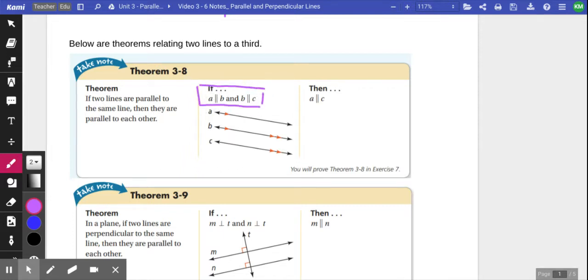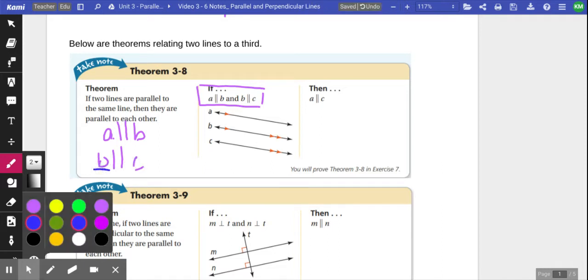And if you look at it over here, I like to look at just this here, the symbol notation. This says that A is parallel to B and B is parallel to C. Notice how they're both parallel to B. That then means that A would be parallel to C. Right? So I kind of like to think of it like this.